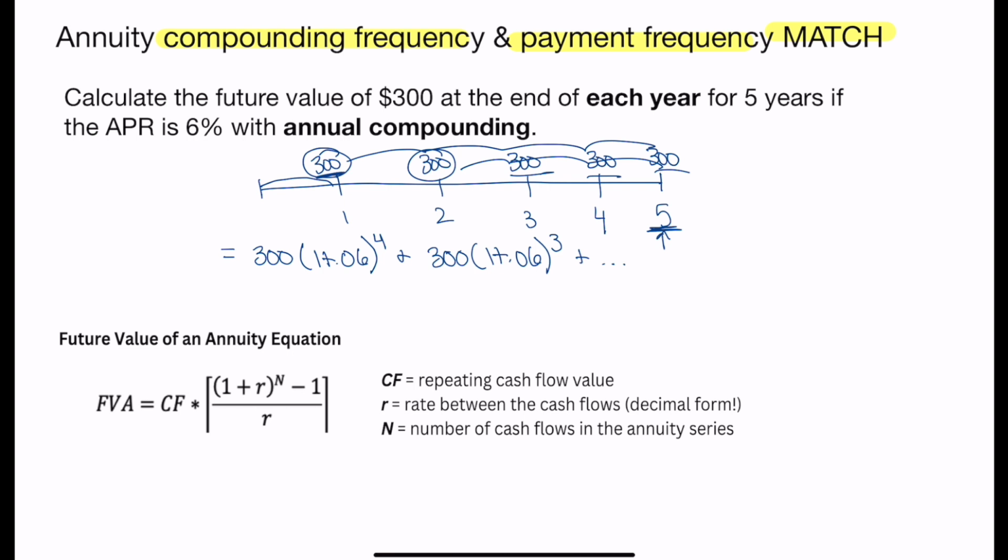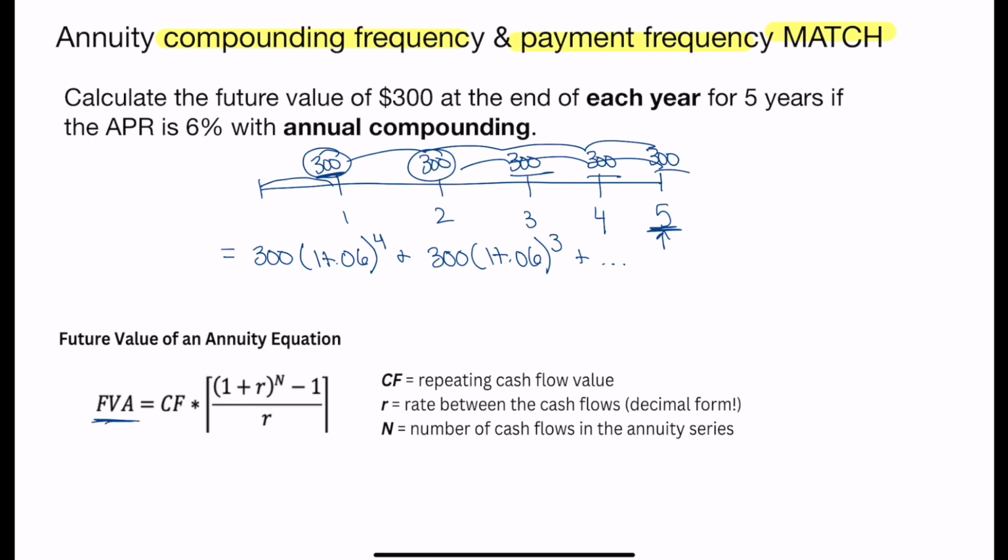Now in this problem, that wouldn't take too long because there are only 5 terms, but you can think about something like a bond problem where you may have 30 or 60 cash flows going all the way across. Chances are you don't want to actually bring each one of those cash flows forward or backwards individually. What we can use instead is this future value of an annuity equation that's down here in the bottom left corner of the screen.